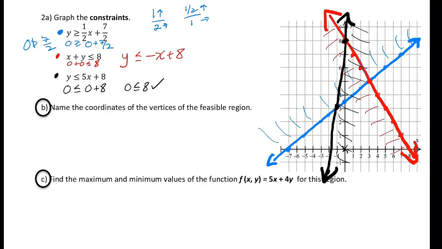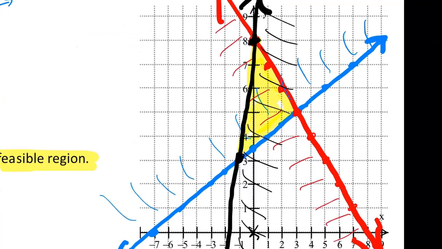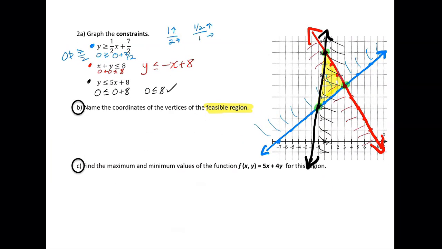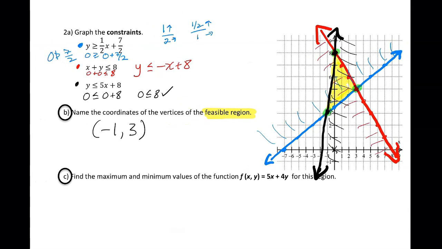And it looks like our feasible region would be from here to the right of this line, above the blue line, and to the left of the red line. So it would be everything in there. So that's our feasible region. The vertices, I'll highlight the vertices. The vertices for this yellow feasible region would be this point, and that point. So the vertices are -1, 3, and then the other two, actually I have this circled.